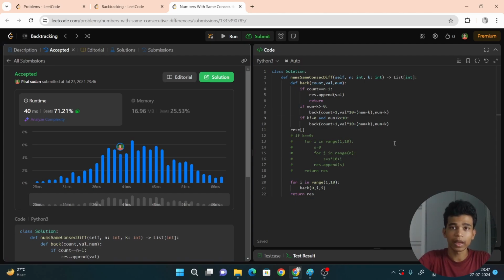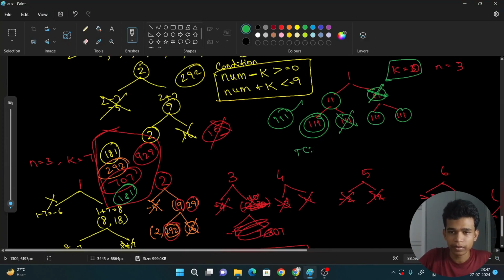Now it's time to see the time complexity and space complexity. So my time complexity will be O of, we are iterating 9 times, into 2 power n. So we have 2 possibilities: one possibility is plus k, and the other is minus k. We have 2 possibilities for each and every digit. So we have 2 power n, where n is the number of digits. For one digit we can have plus k and minus k. So that's the time complexity.